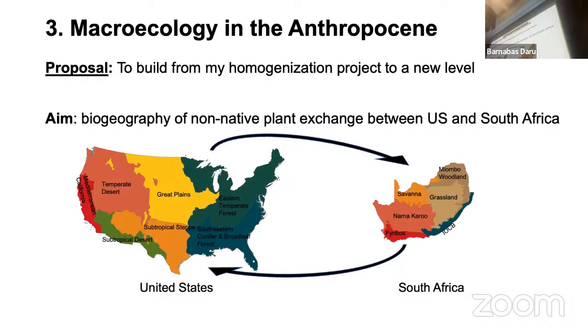The temperate desert mirrors the Namaqualand, as well as the Great Karoo of South Africa and so on. So the question is, for a species, for example, that originates from the fynbos of South Africa and is introduced to North America, is its success likely tied to the kind of biome it is associated with, or is it random? And vice versa. And so we want to explore the mechanisms that drive this sort of exchange of non-native species.